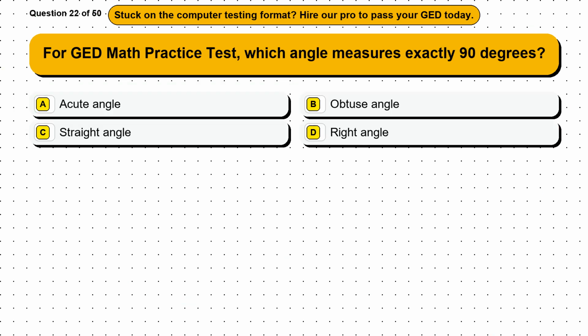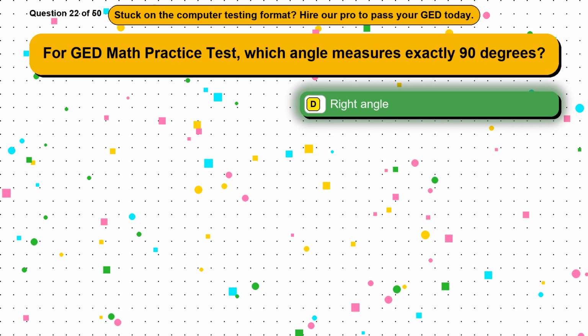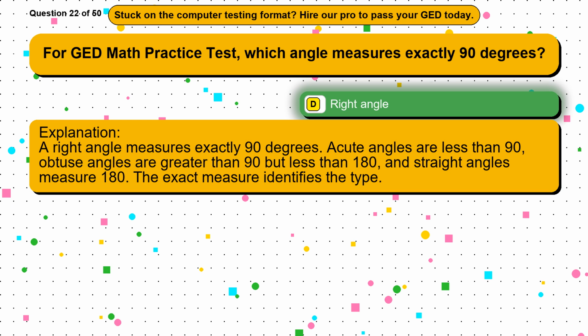Question 22. For GED Math Practice Test, which angle measures exactly 90 degrees? Option A acute angle. Option B obtuse angle. Option C straight angle. Option D right angle. The correct answer is option D. Right angle. A right angle measures exactly 90 degrees. Acute angles are less than 90, obtuse angles are greater than 90 but less than 180, and straight angles measure 180. The exact measure identifies the type.